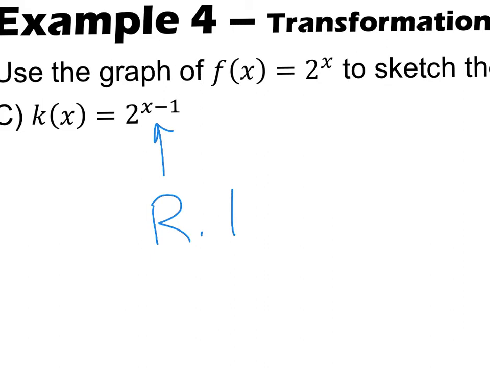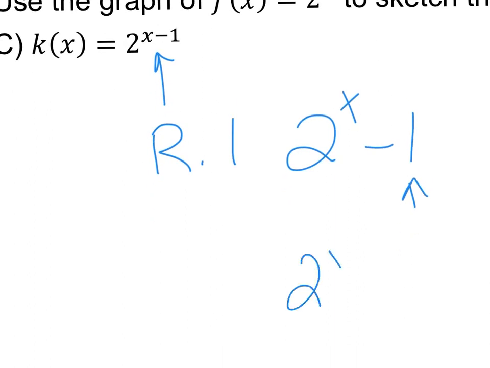You guys see that? If it said 2 to the x minus 1, where does that move? If it said 2 to the x minus 1, what does that mean? How are these two things different? Oh, it'd be down one. Correct. Down one. This is a vertical shift when it's behind. When it's in the exponent, it's left and right. Good, Matt.